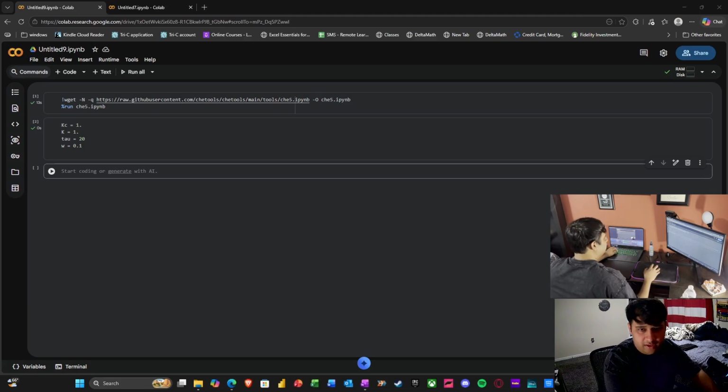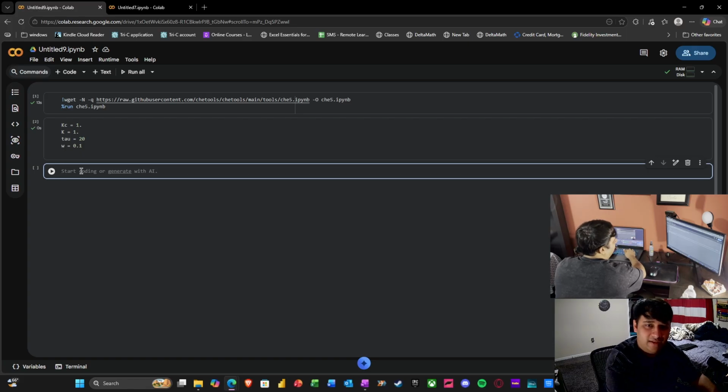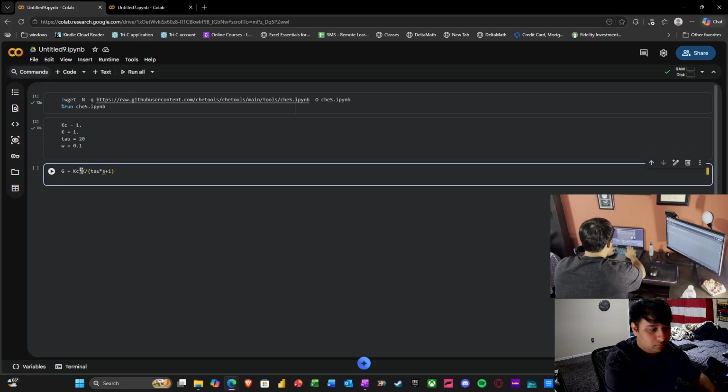Okay, so now for the coding section. Forgot to put my keyboard, but it's fine. I've got our library set up and our initial values for kc, k, tau, and omega. And so we're just going to define our G, which we've already done previously, which is KCK over tau times s plus 1. And then we're going to define T and H, which will be what we use to graph.